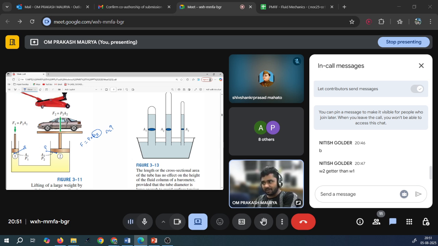So we will apply a small force here. By applying the small force, we want to get more force. So if you want to get more force, you want to increase the area of this. So we have increased the area and we are getting more force. So remember these things, very very important.